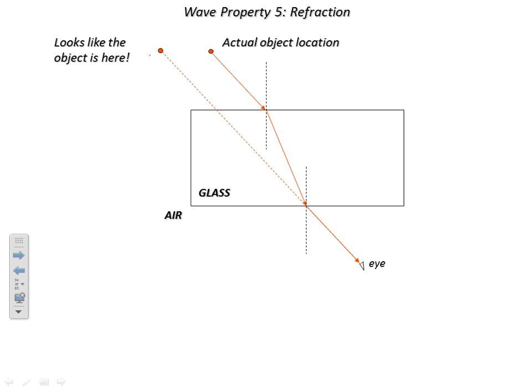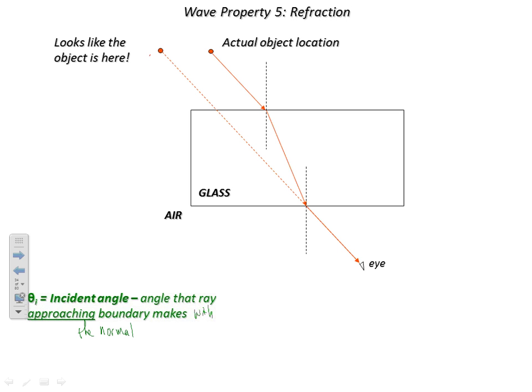Now we have to define some stuff. We say that in this diagram there are two what we call incident angles. We're going to relate angles that you see here to other properties of the substances that light is traveling through. And an incident angle, by definition, is an angle that a ray approaching a boundary makes with the normal. With the normal. I said it a while ago, and I'll say it again. Anytime we talk about angles in this unit, they are always measured with respect to a normal.